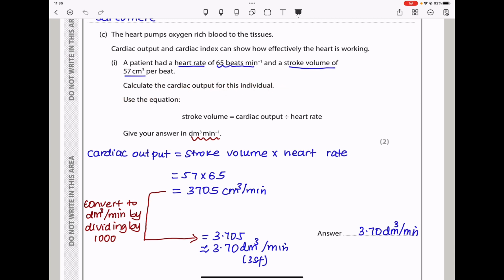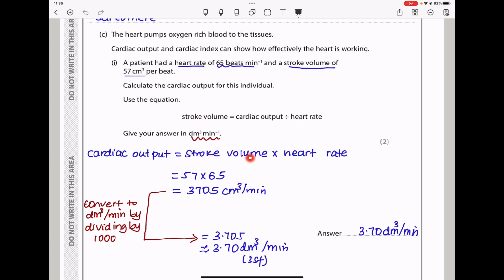They want you to use the equation stroke volume is equal to cardiac output divided by heart rate and give your answer in decimeters cubed per minute. So using this formula, making cardiac output the subject, it is going to be that times that.